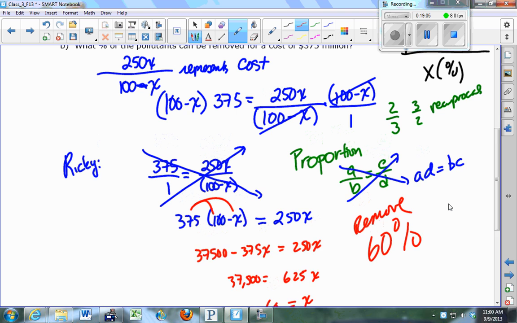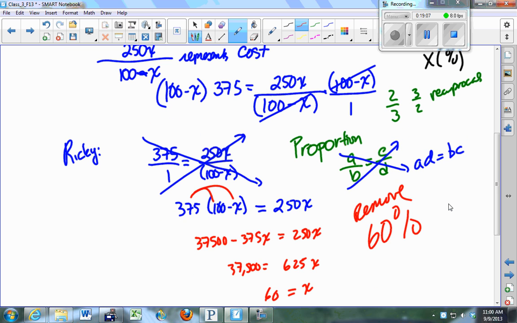So this is kind of jumping pretty quickly. It was 62.5 million to remove 20%. We've jumped up to 375 million. It's almost 6 times more to go up to 60%. So it's a pretty costly enterprise.